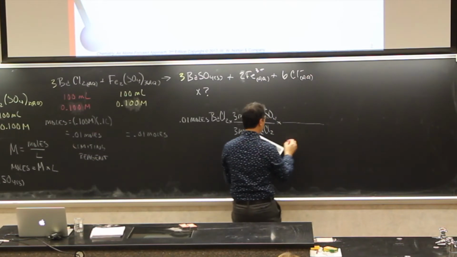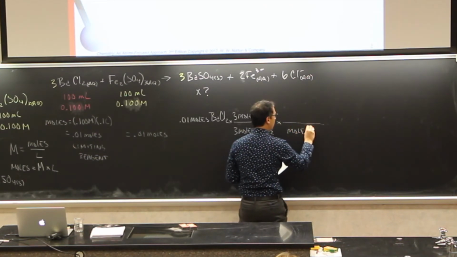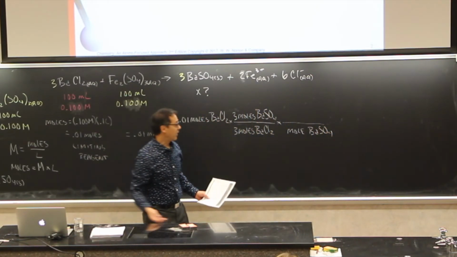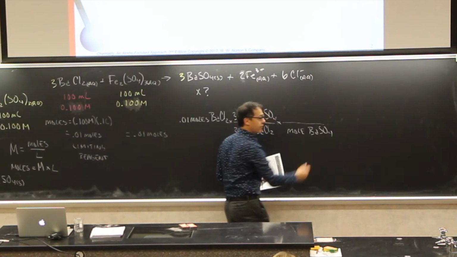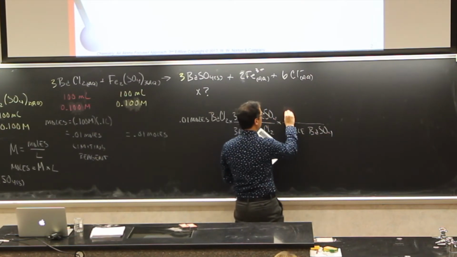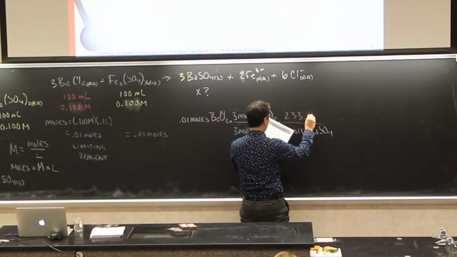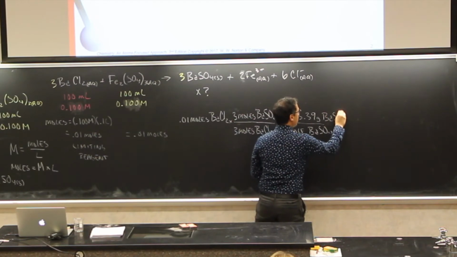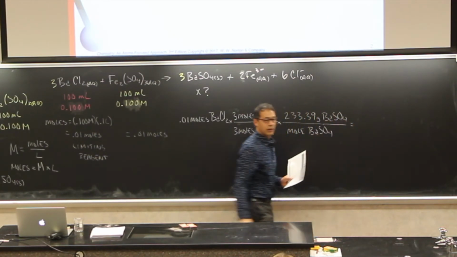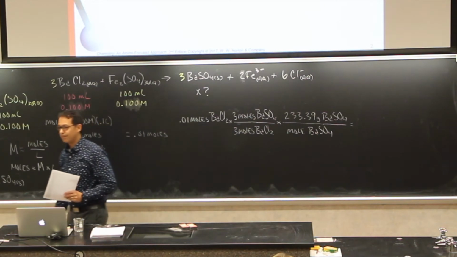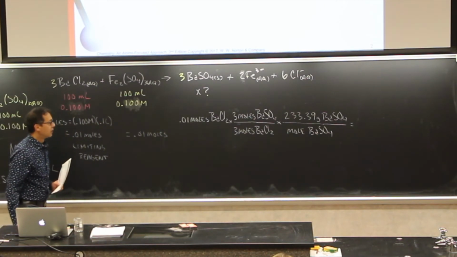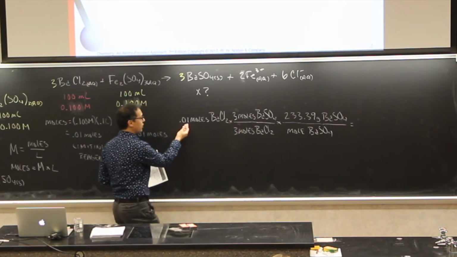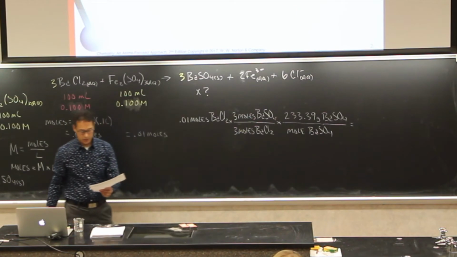And then every mole of barium sulfate is some number of grams of barium sulfate. And that's just barium plus sulfur and 4 oxygens. That's 233.39 grams of barium sulfate. And that should give us some number. And mathematically, these 3's cancel out. So it's really just 0.01 times that 233.